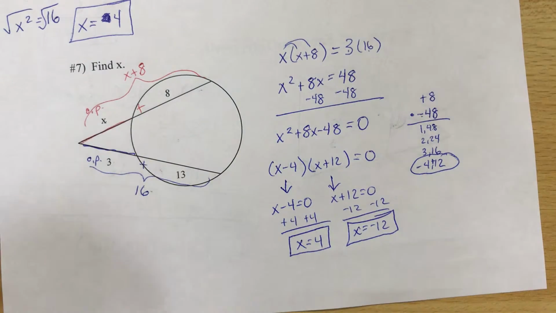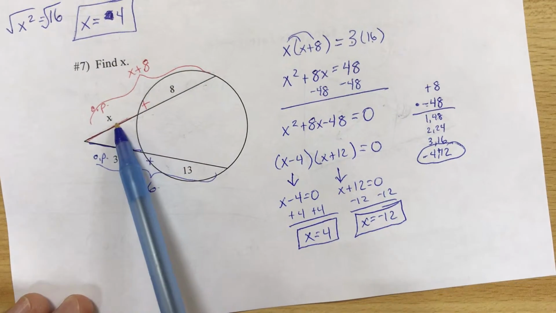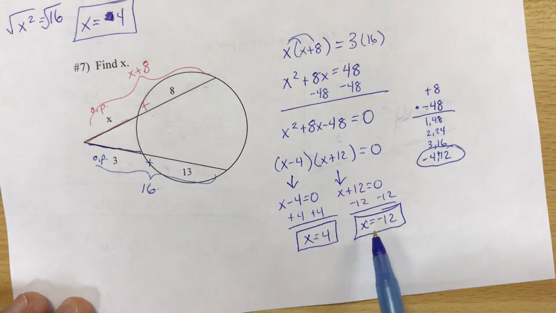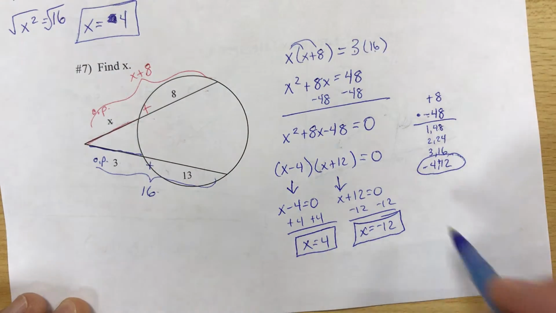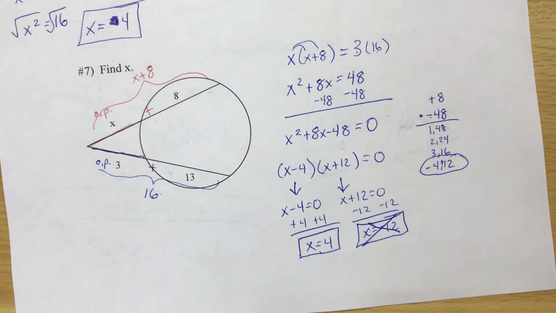Now again, you have to think in terms of a geometry problem. x represents a length. A length cannot have a negative value. Okay, so I'm going to cross that one out. So we have one answer, x is equal to 4.